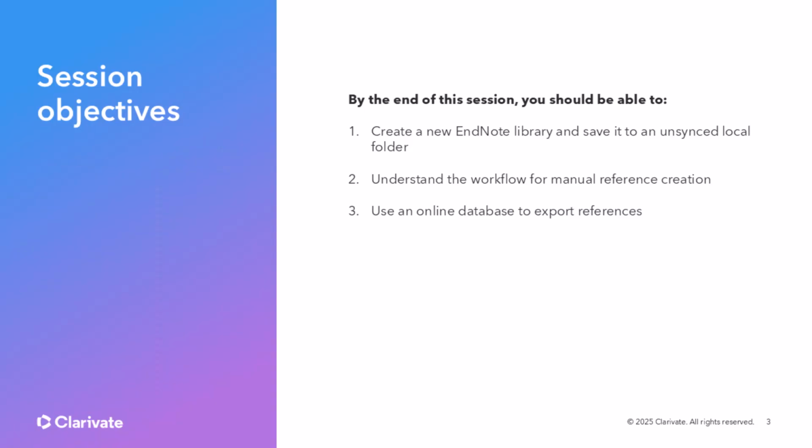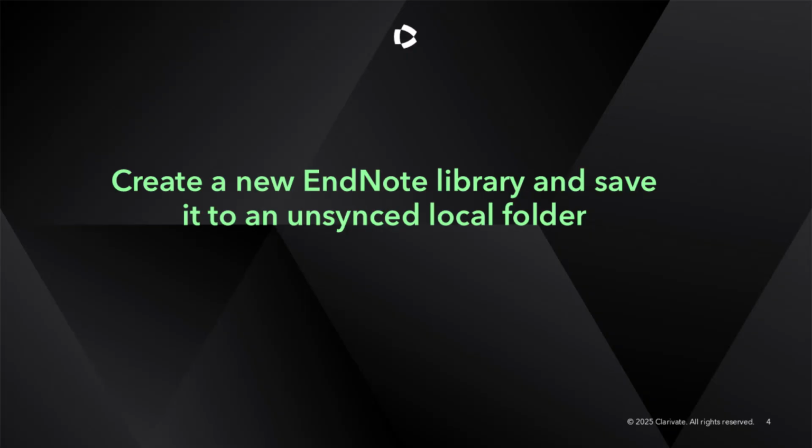By the end of this session, you'll be able to create a brand new EndNote library and save it in the best location. Understand how manual reference entry works and when it's the best option, and use trusted information providers like PubMed, ProQuest, and Web of Science to import references directly into EndNote. We'll keep things practical using real examples you can try out on your own. We'll first look at creating a new library and saving it to a local folder.